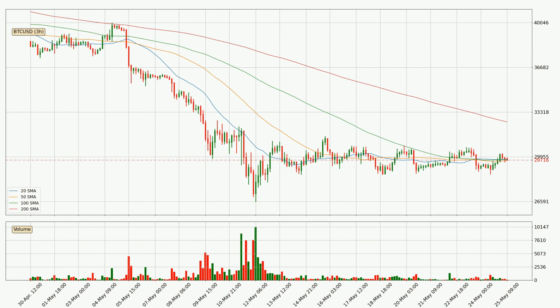Jumping to the 3-hourly simple moving averages, the current price is between the 50 and the 200 SMA. If the price bounces off the 50 SMA, which is currently at $29,666, it could be seen as a support, and the 200 SMA, that is at $32,575, could be seen as a resistance to the upside. Breaking either way signals a possible further move to the corresponding direction.